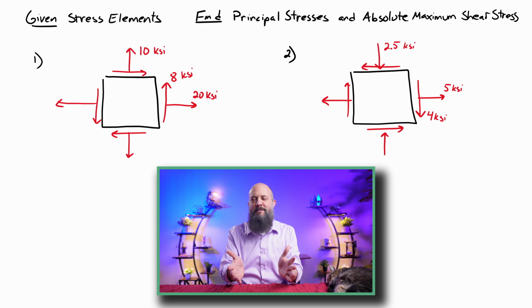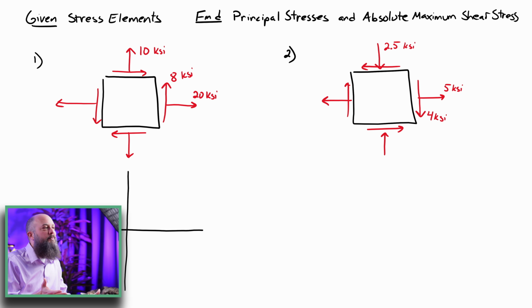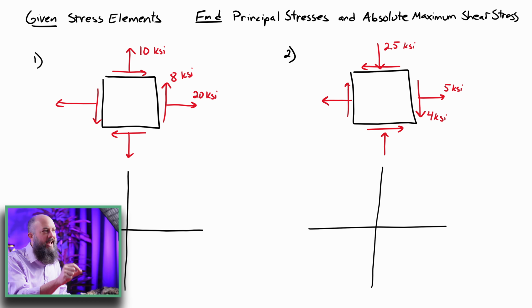The first step is always to take your normal stress in X and normal stress in Y from your stress element and plot those on the X-axis for your diagram. So 10 and 20 on the left drawing, negative 2.5 and positive 5 on the right drawing. Halfway in between those is C. That will be the center of Mohr's circle.